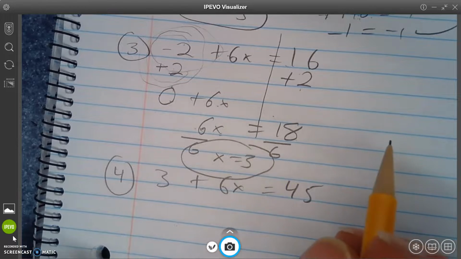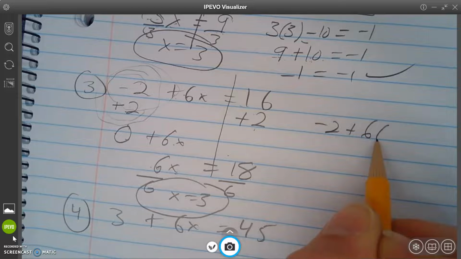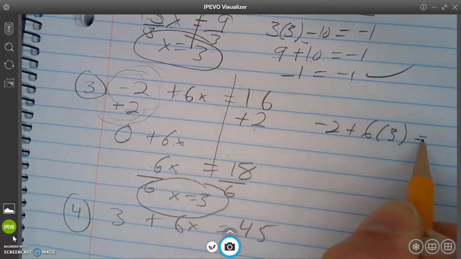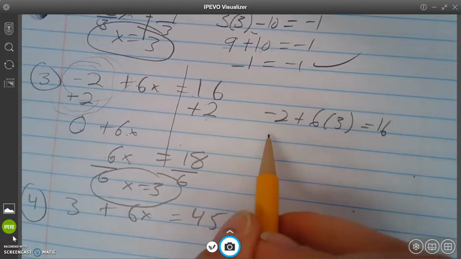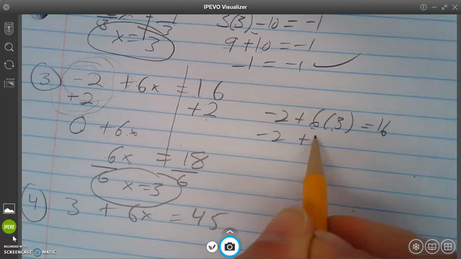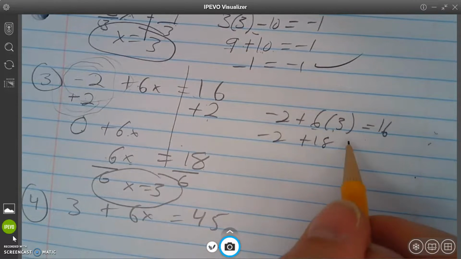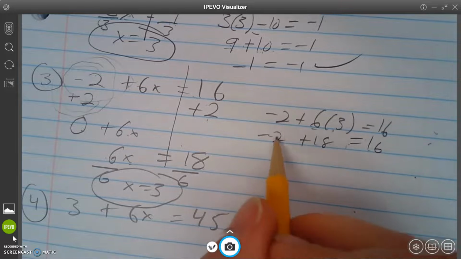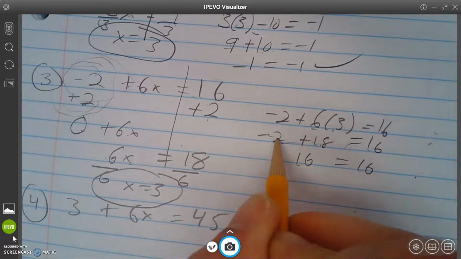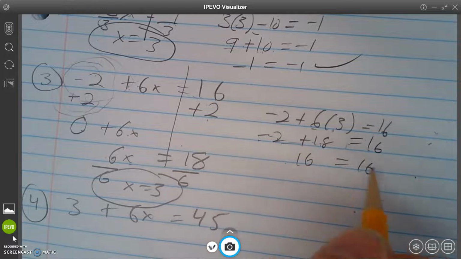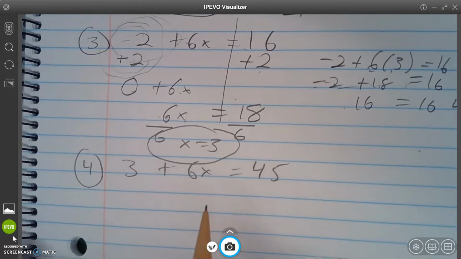Got it. Let's make sure we got 3. Negative 2 plus 6 times 3, does that equal 16? Negative 2, 6 times 3 is 18. Sorry, not plus, equals 16. So this would be 16 equals 16. If I had 18 plus negative 2, I go to the left. 16 is 16. Got it. Nice job.